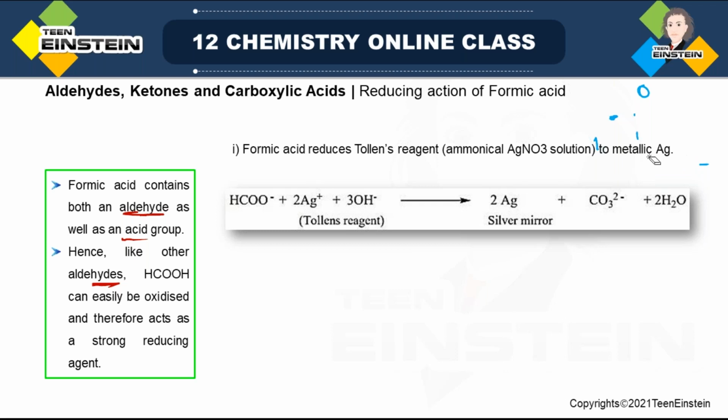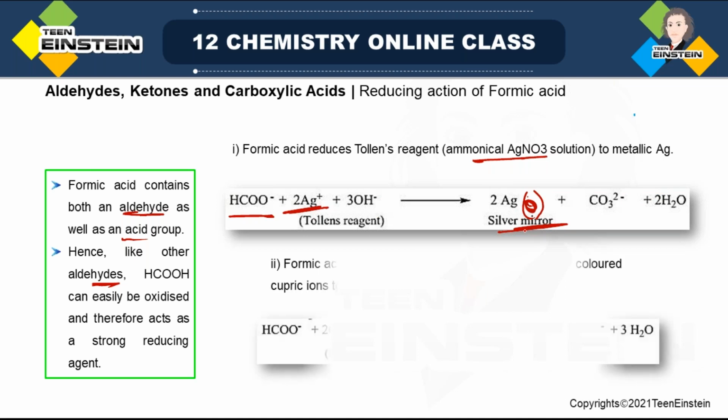So this is one example, which is basically the Tollens reaction or Tollens test, which is done to identify whether an aldehyde group is present or not. But formic acid will also give a positive test because of the presence of the aldehyde part. So in Tollens reagent, which is ammoniacal AgNO3, the main reagent is Ag+ because it acts as the oxidizing agent. It will accept electrons from this reducing agent, in our case formic acid, and it will be reduced to silver 0, which is responsible for the silver mirror. So the test is positive.